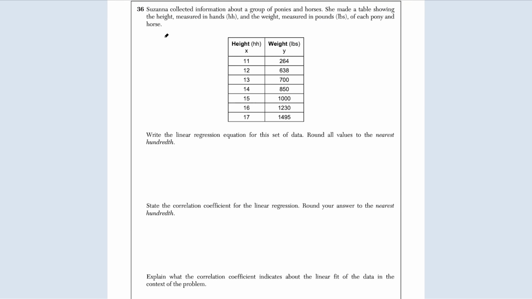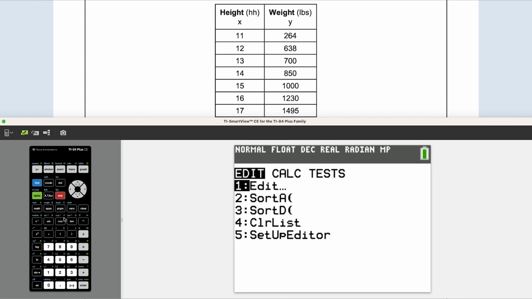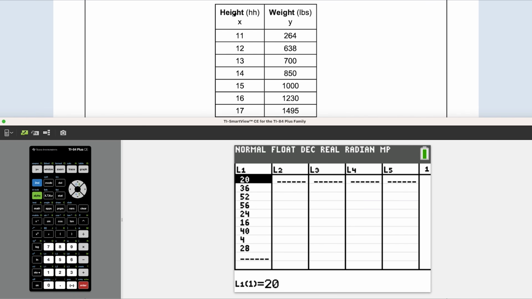Question 36, we have Susanna collecting information about ponies and horses, and we have a table here showing the relationship between height and weight, and we have these 3 questions to answer. So the first thing we want to do is write the linear regression equation for this set of data, and we're going to round to the nearest hundredth. So for this part, we're going to press Stat and go to Edit here, and we're going to enter this data in the L1 and L2 column.